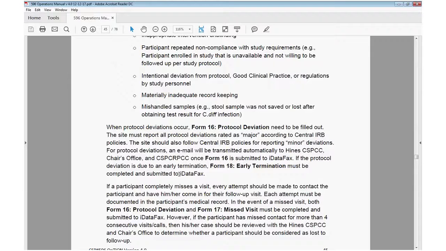We will help you with that. Minor deviations do not need to be reported to the CIRB, but should be reported to Michelle, to the coordinating center and the chair's office, so we can help you address those and confirm they aren't actually major deviations.